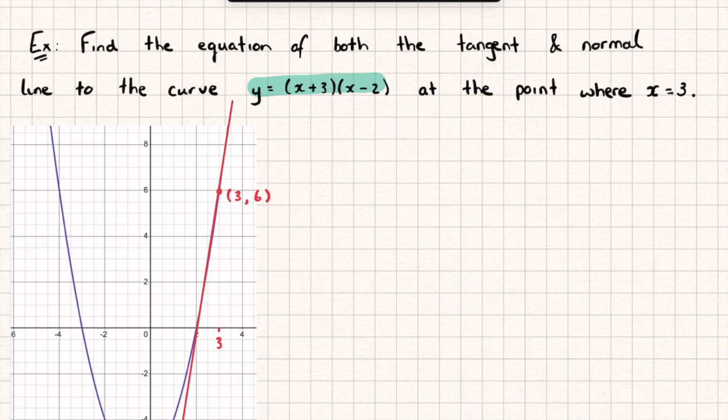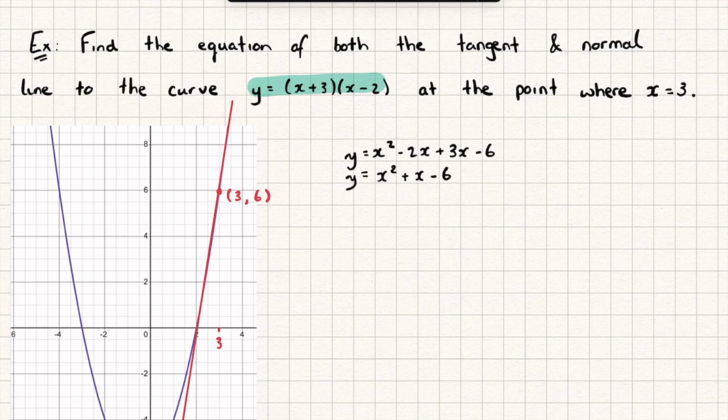Now currently the curve we've got has been factorized, and so to differentiate using our power rule is going to be a bit of a pain. So what we're going to do is expand the brackets. So y is going to be equal to x squared minus 2x plus 3x minus 6, and if we simplify we get x squared plus x minus 6. That's the equation of our curve.